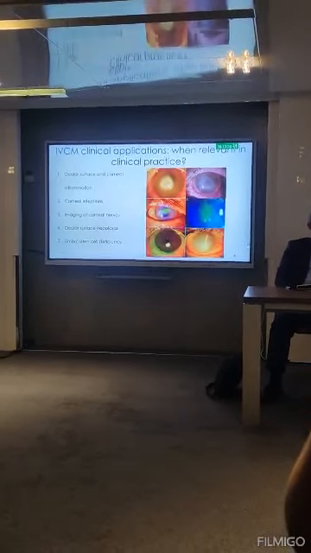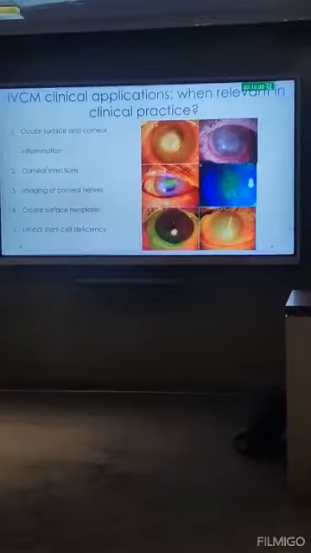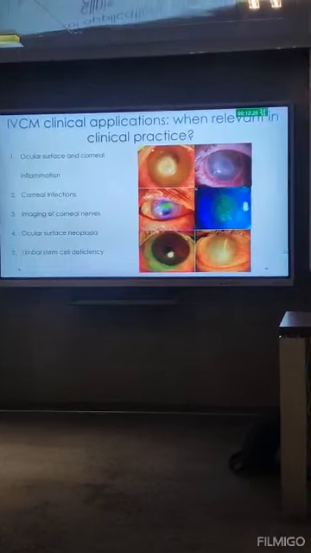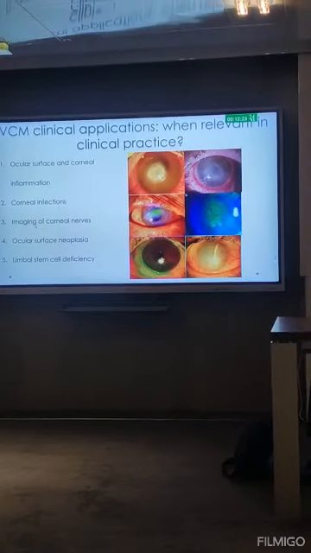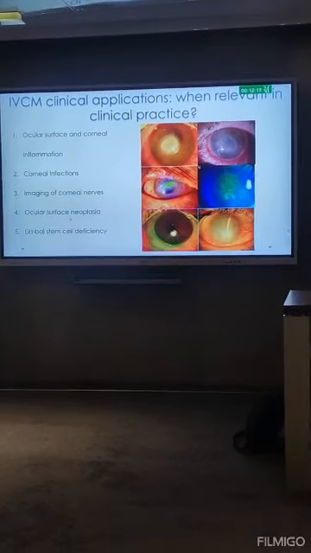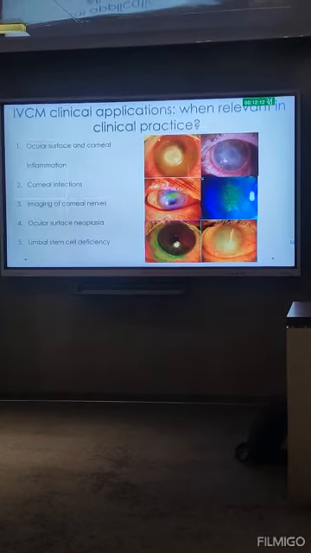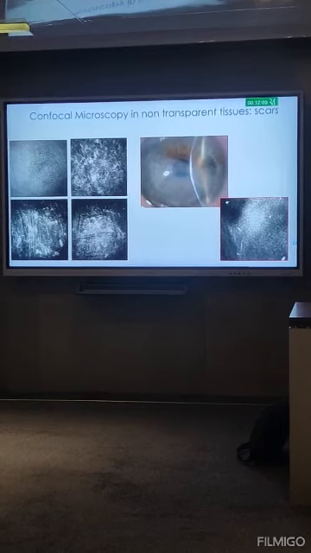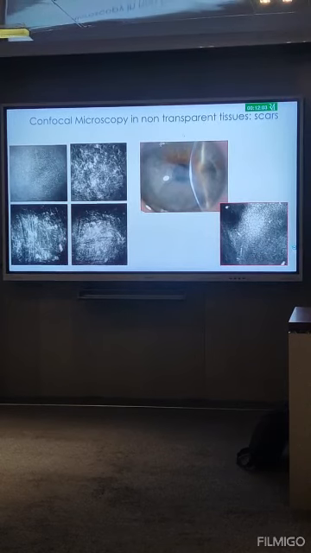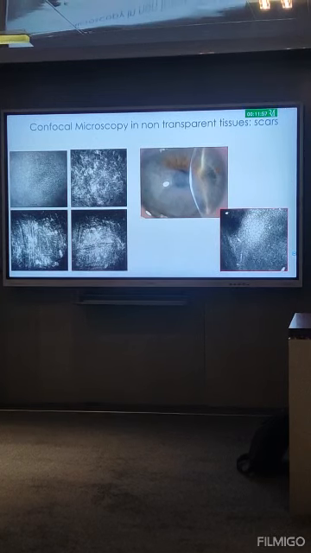It is relevant in clinical practice if you want to measure ocular surface and corneal inflammation. It is very useful in certain kinds of corneal infections. It is useful for imaging the corneal nerves if you want to understand what is going on, for example, in neurotrophic keratopathy. It is useful in ocular surface disease and all other similar diseases for differential diagnosis, and in limbal stem cell deficiency. What is nice is that the laser system can scan through non-transparent cornea, so to a certain extent of loss of transparency, you can still visualize the endothelium.